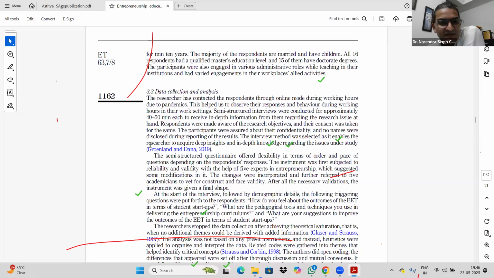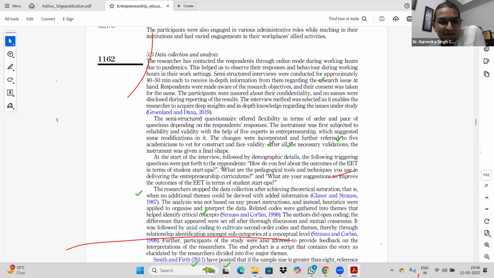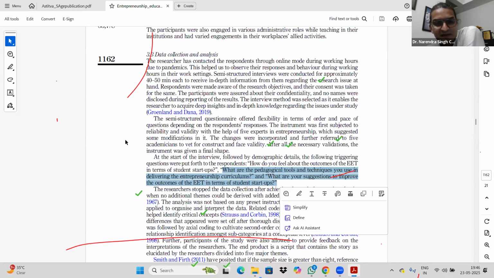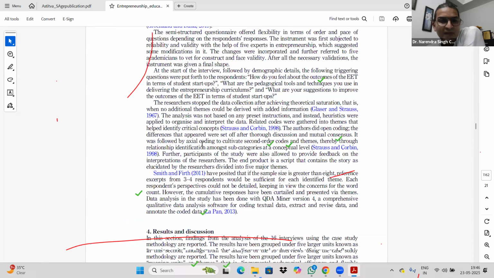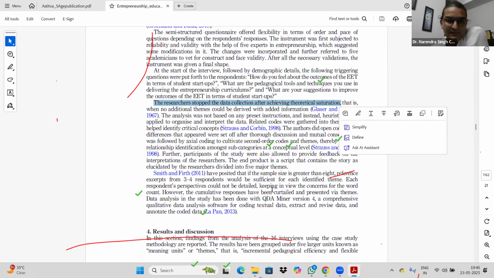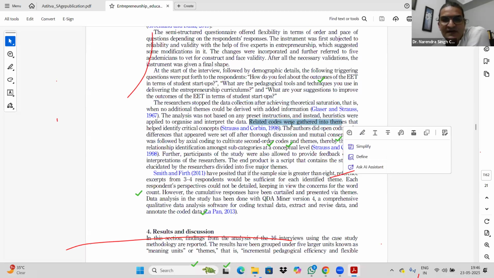Data collection and analysis, and we have mentioned a semi-structured questionnaire was utilized. And these are the prompting questions. What are the pedagogical tools and techniques that have been used in delivering the entrepreneurship curriculums? What are your suggestions to improve the outcomes in terms of student startups? And now see, the researchers stopped the data collection after achieving theoretical saturation. See, we have written that. What is the analysis process? Related codes were gathered into themes that help identify critical concepts.